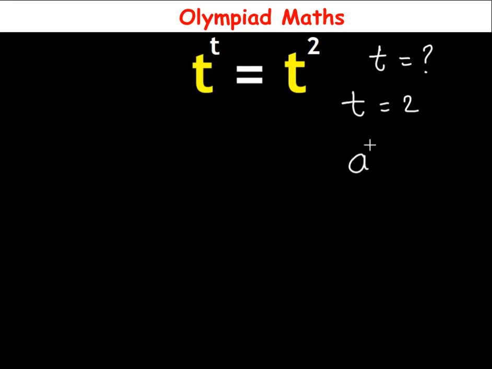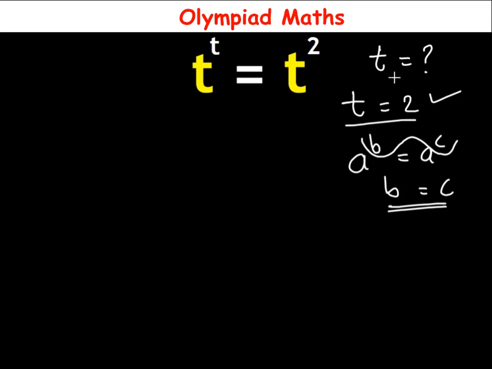Because if you have a raised to power b, which equals a raised to power c, since the bases are the same, we can compare the exponents such that b is equal to c. So in this case, the value of t is equal to 2. Fine, yes, you are correct, because the value of t is equal to 2. But there are other solutions for the value of t, okay? And you must show your workings for them. So let us solve for them and let us see the values of t.